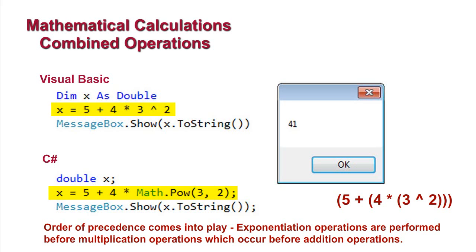There's an order of precedence that comes into play when we do mathematical calculations. And exponentiation is always performed before the other operators. So the first thing I would do here is take 3 raised to the power of 2 is 9. And then multiplication is done before addition. So I now have 5 plus 4 times 9. Well, I take the 4 times 9 is 36. And then the 36 plus 5 is 41. And we get the same result on both sides, whether we're using VB or C#.